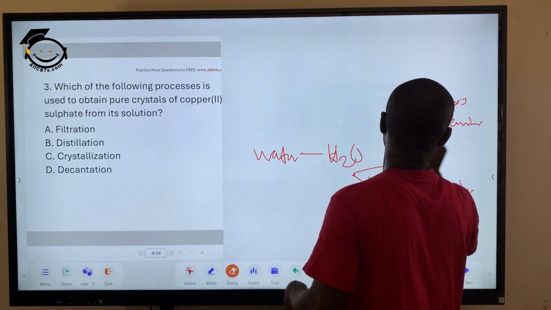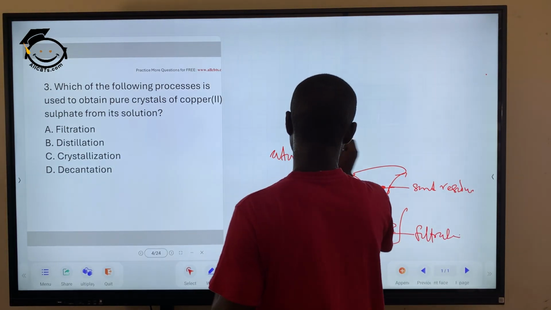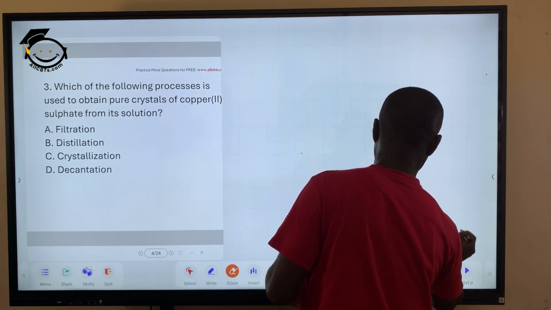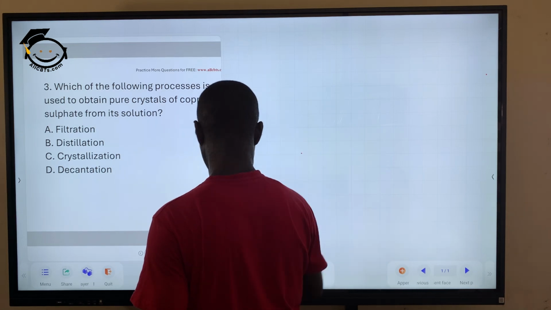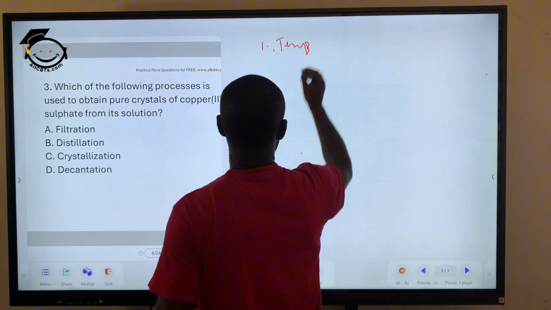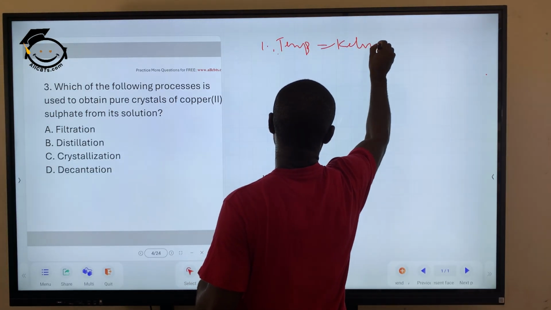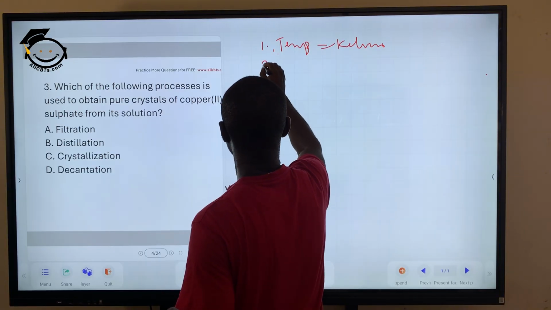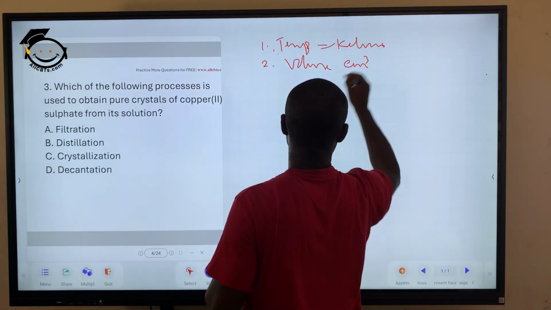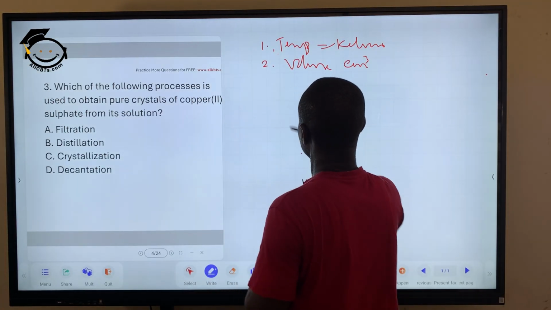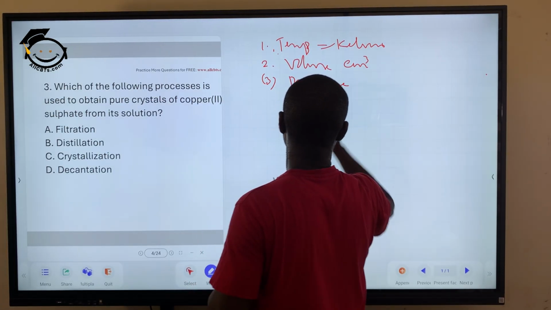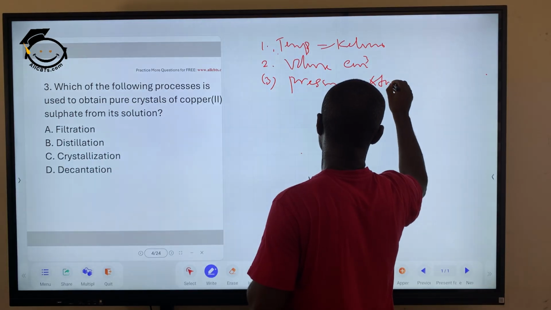Temperature, pressure, and volume. Okay, the 3 parameters are: 1, temperature, which is in Kelvin or Celsius, that's the unit. Number 2, volume, which is usually in centimeter cube. Number 3, pressure, which is usually in atmosphere or Newton meter.